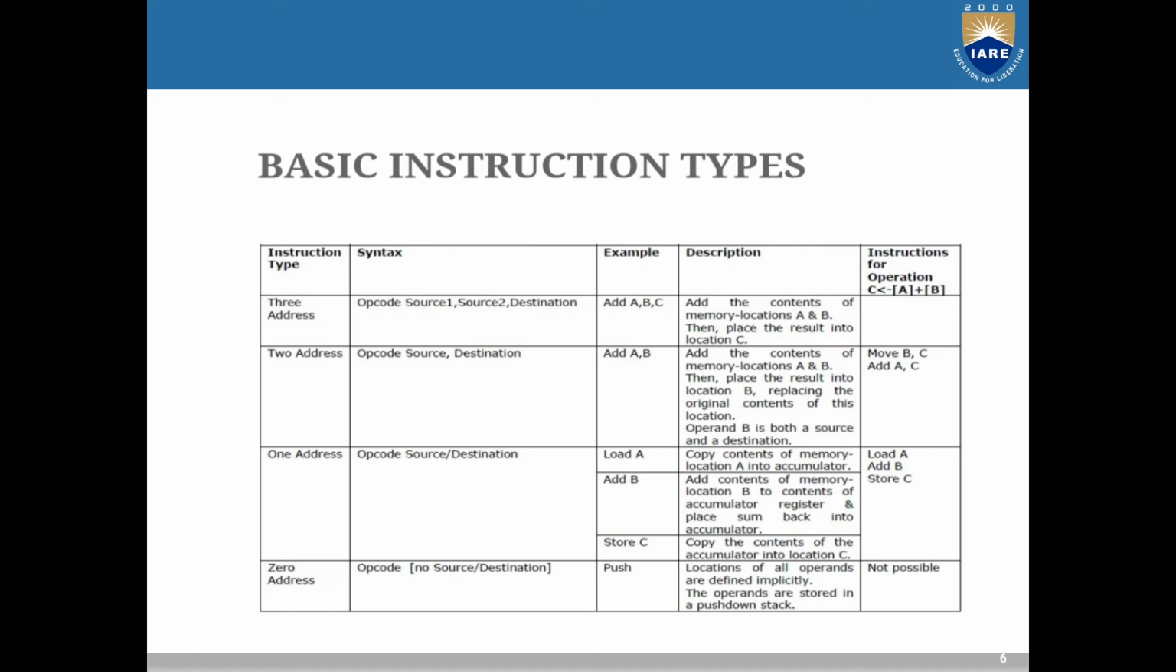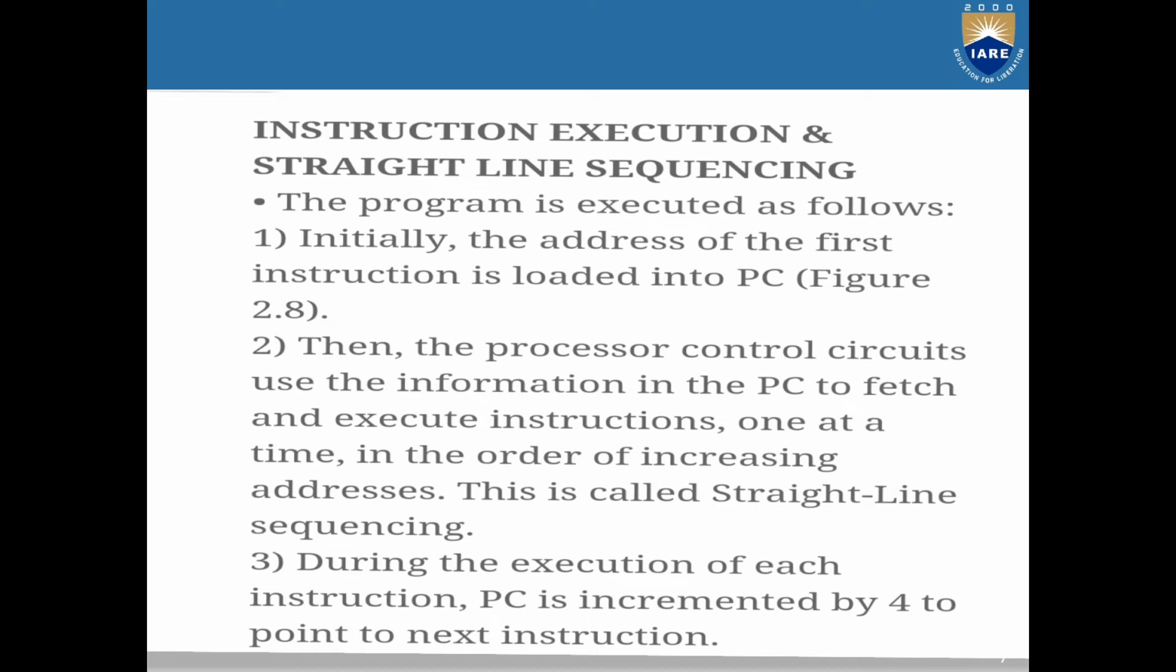Copy contents of memory location A into accumulator. Add contents of memory location B to contents of accumulator register and place sum back into accumulator. Copy the contents of the accumulator into location C. 0 address, opcode, no source, no destination. Push. Locations of all operands are defined implicitly. The operands are stored in a push-down stack.